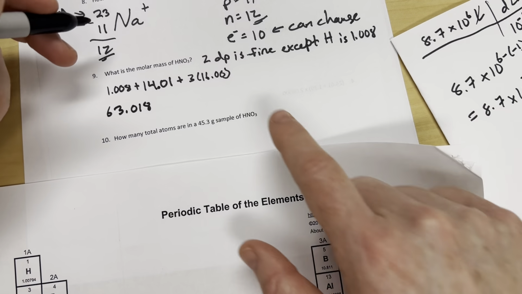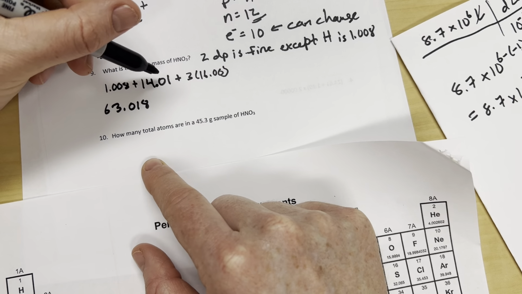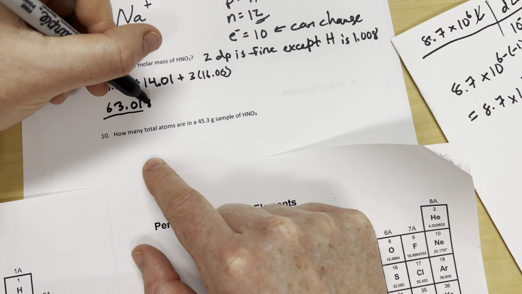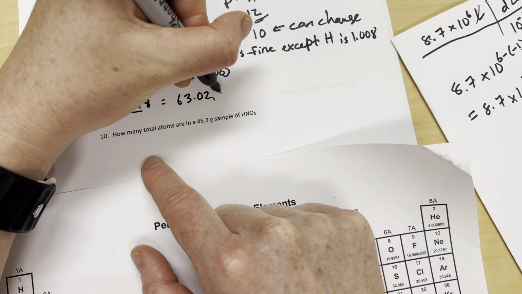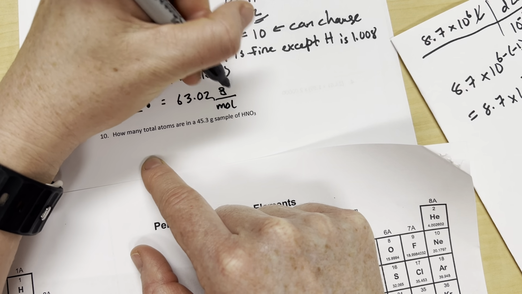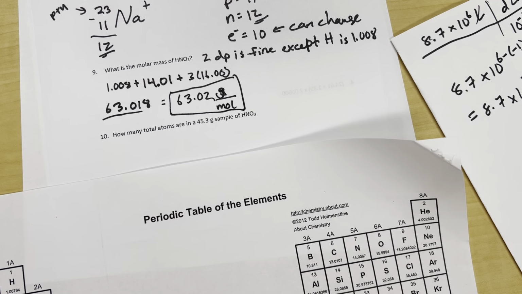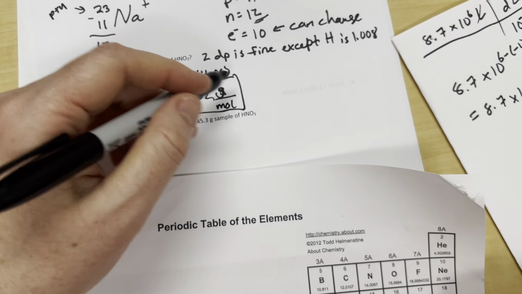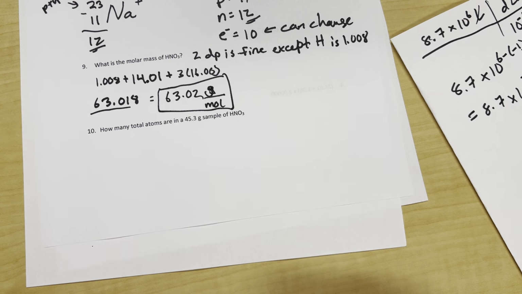But then I told you 2 decimal places is fine, and that makes sense because you added 3 decimals plus 2 plus 2, so this answer should have 2. That number is greater than 5, so you round up. 63.02 grams per mole would be your answer, and you want to keep it in grams per mole. We've talked about AMU before we introduced it, but grams per mole is generally the unit you'll always use for molar mass. Okay, last but not least, how many total atoms?